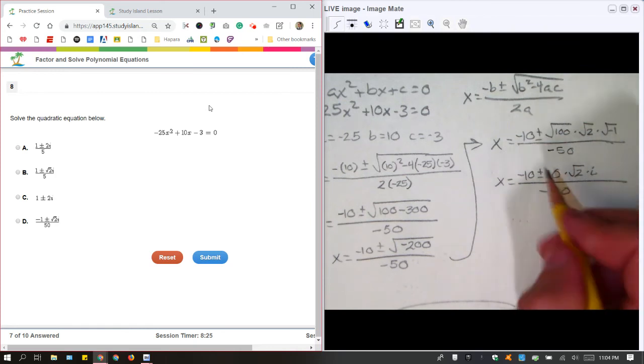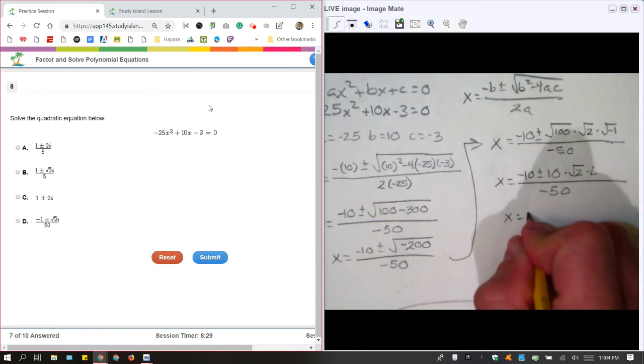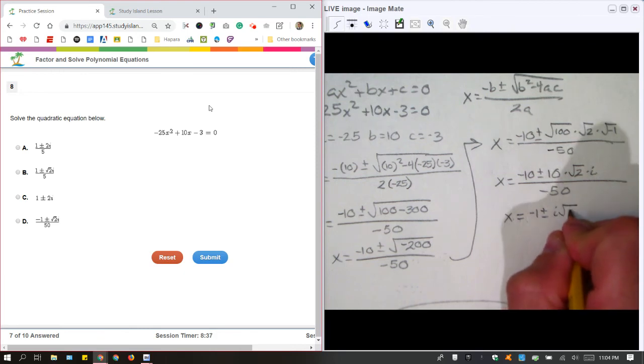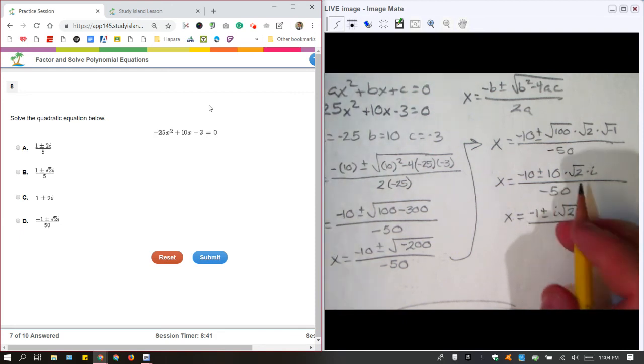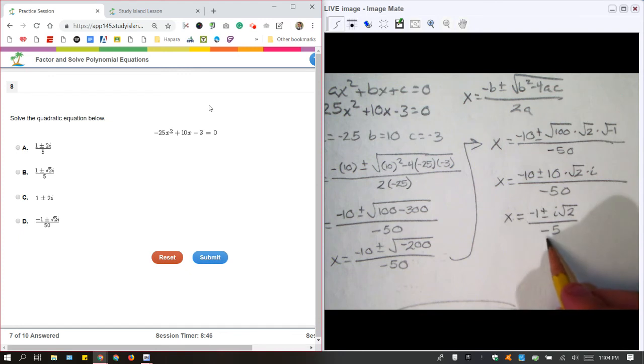And then I can divide negative 10 out of both of those. So that's going to be negative 1 plus or minus 1 times the square root of 2 times i, so I'm going to call that i root 2, divided by negative 5. Negative divided by negative is a positive, and that is positive and negative both. So this is actually going to turn out to be just 1 over 5 plus or minus i root 2 over 5.